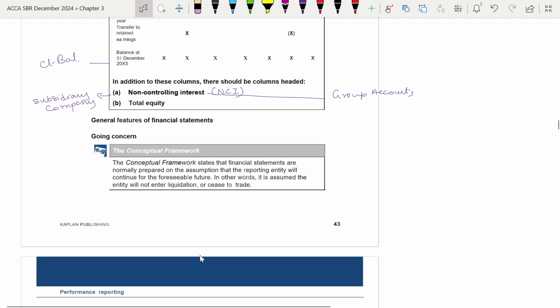Fine. The conceptual framework states that financial statements are prepared on the assumption that the reporting entity is a going concern for the foreseeable future. Foreseeable future means it will be for a longer period, but immediately the next 12 months after the reporting date.